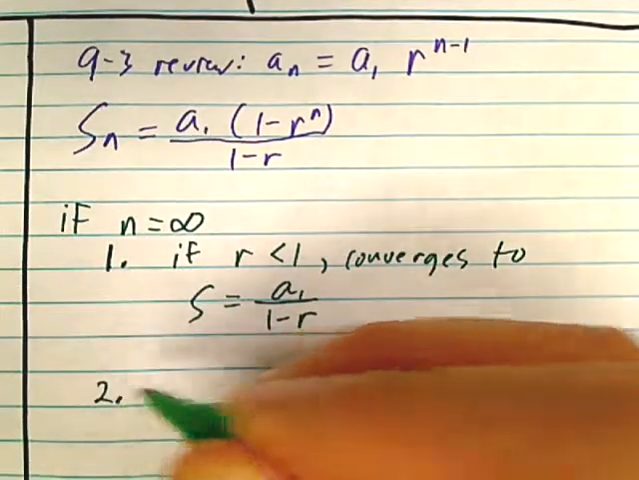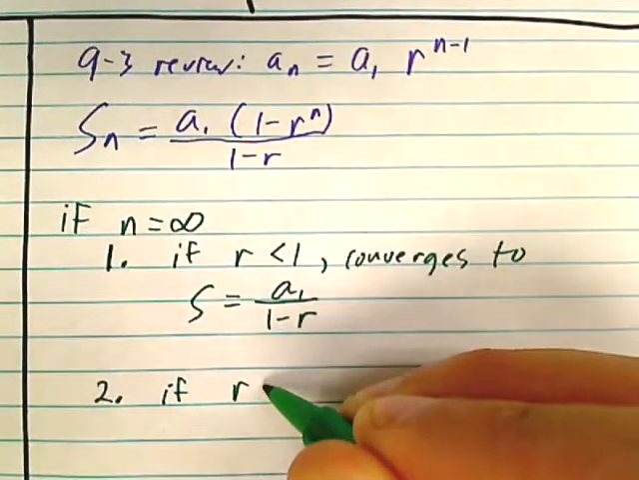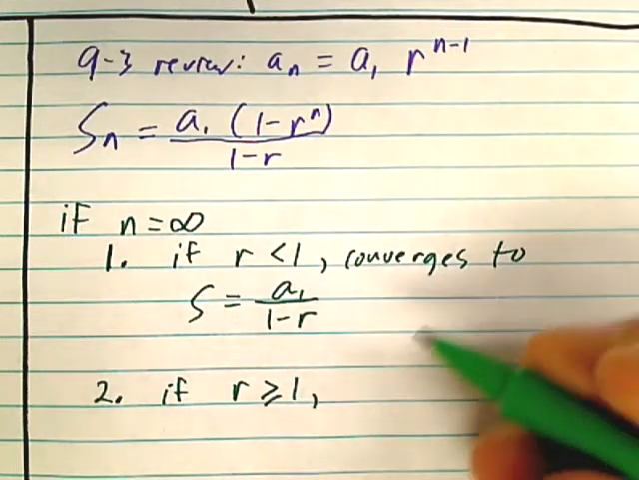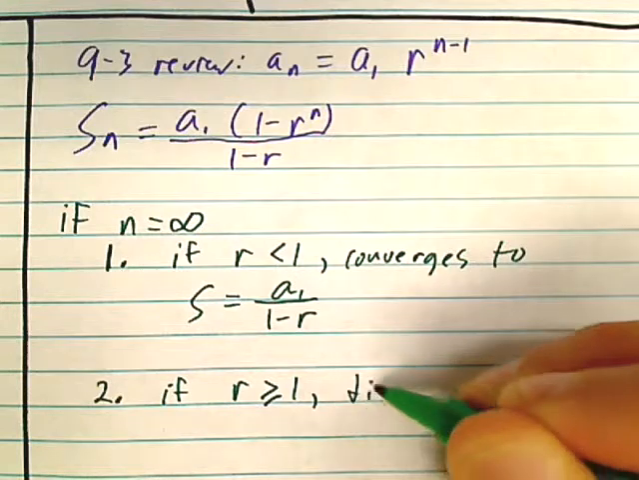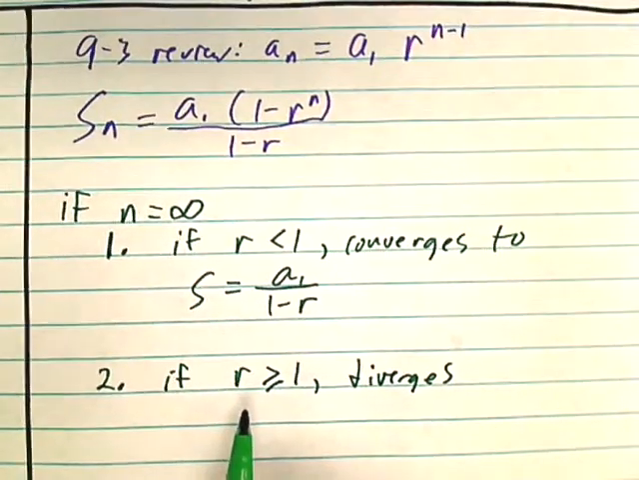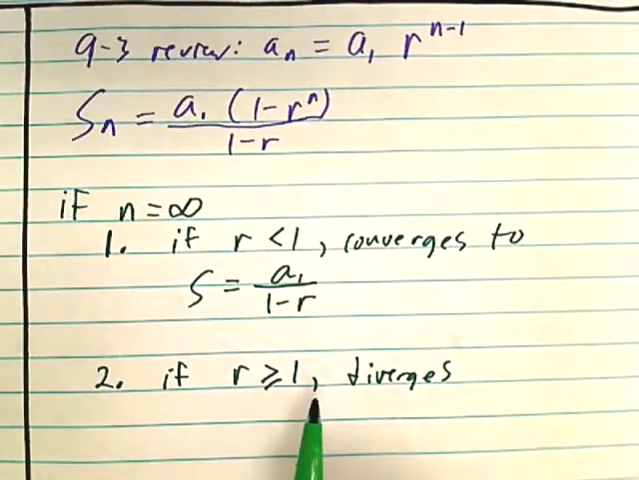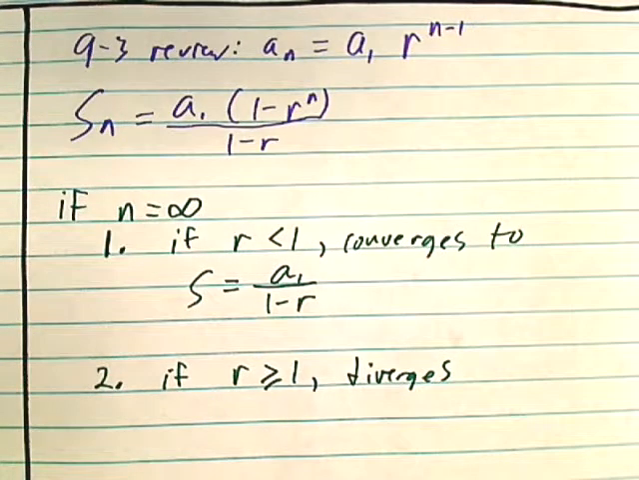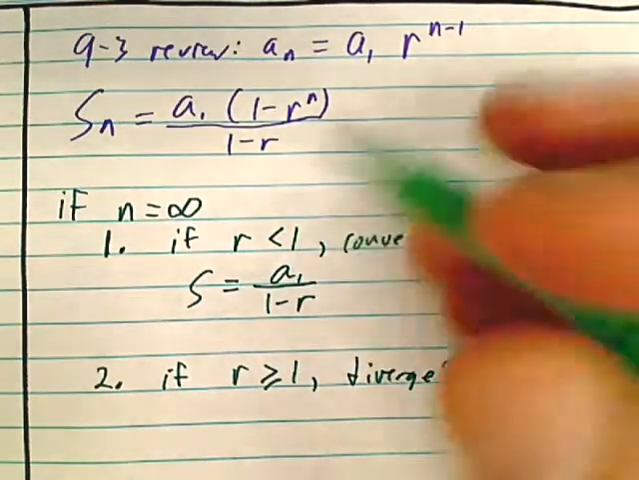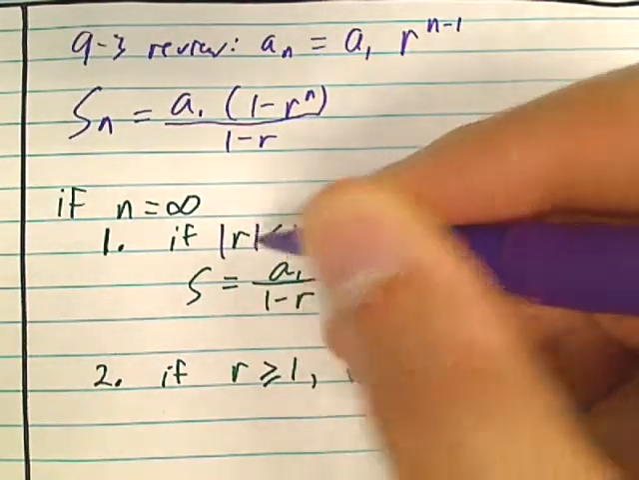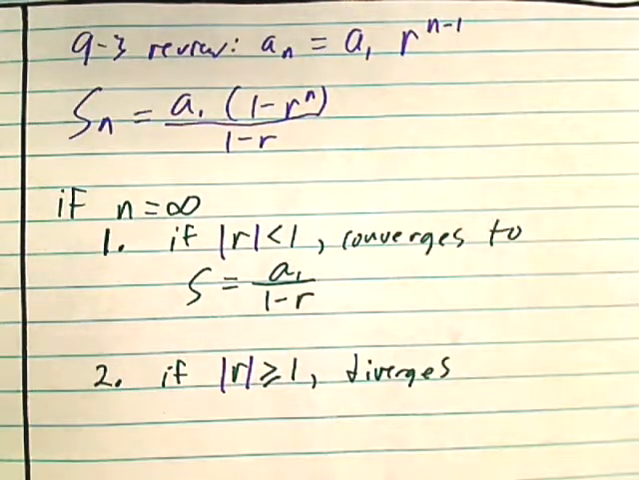Number 2, if the ratio is greater than or equal to 1, it diverges. Meaning that all those numbers, if you add up an infinite number of numbers, it just gets infinitely large. It doesn't add up to any number in particular. Okay, I need to note something here. I need to note that r is really the absolute value, because r could be a negative number as well. So let me sneak on some absolute values on r, and then this part will be complete.